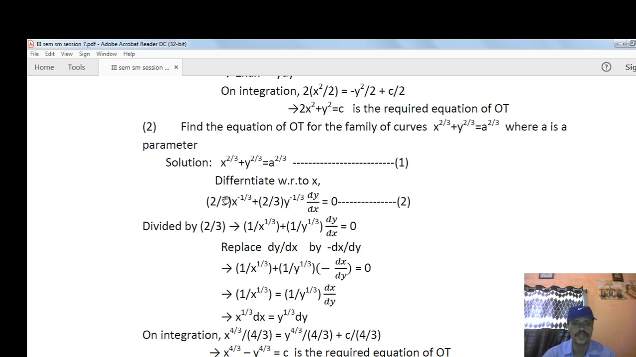Therefore, to this equation, apply the orthogonal condition. Before applying the orthogonal condition, bring this to simple form. Divide by 2 by 3 throughout. 2 by 3 gets cancelled. Now bring this to denominator. 1 by x to the power of 1 by 3. 2 by 3 gets cancelled. Bring this to denominator. 1 by y to the power of 1 by 3 into dy by dx is equal to 0. Now apply the orthogonal condition. Replace dy by dx by minus dx by dy.